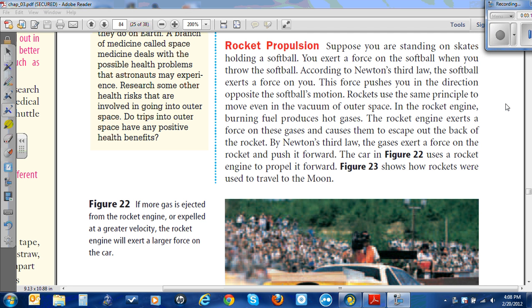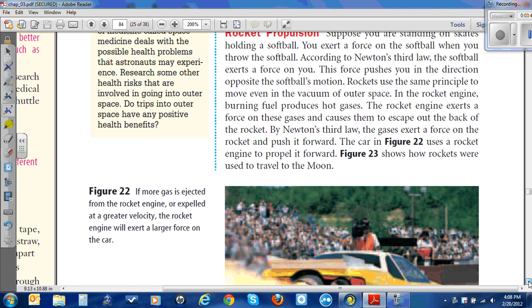Rockets use the same principle to move even in the vacuum of outer space. In the rocket engine, burning fuel produces hot gases. The rocket engine exerts a force on these gases and causes them to escape out the back of the rocket. By Newton's third law, the gases exert a force on the rocket and push it forward. The car in Figure 22 uses a rocket engine to propel it forward. Figure 23 shows how rockets were used to travel to the moon.